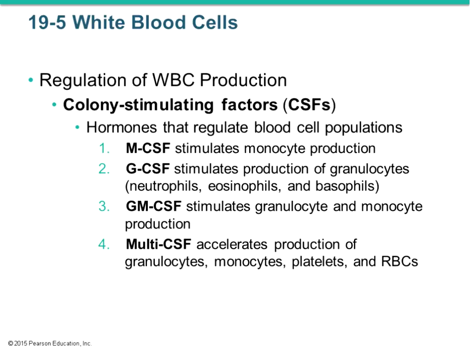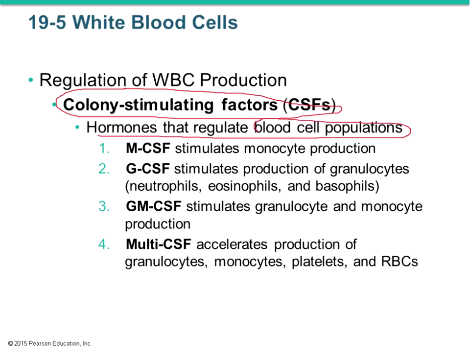And you have what are called colony-stimulating factors, or CSF. So those are basically the equivalent of EPO for red blood cells. You have CSFs for white blood cells, and they're hormones that regulate white blood cell populations. So you have MCSF, GCSF, GM-CSF, and multi-CSF.